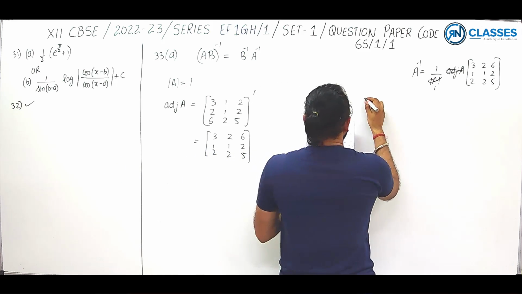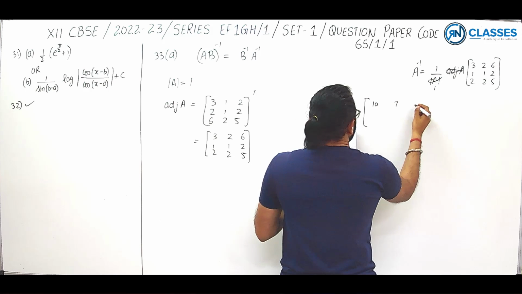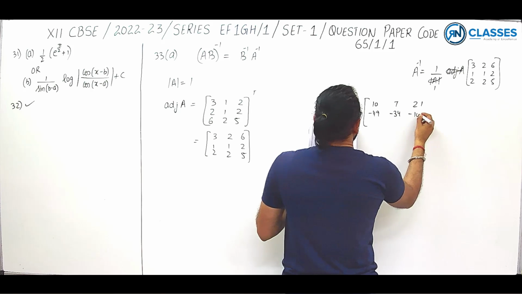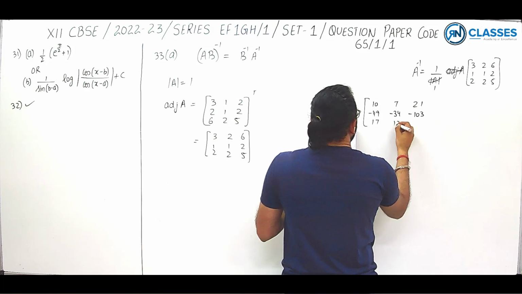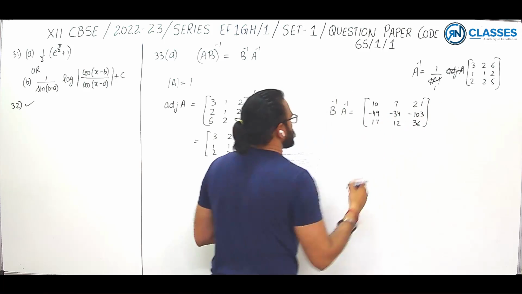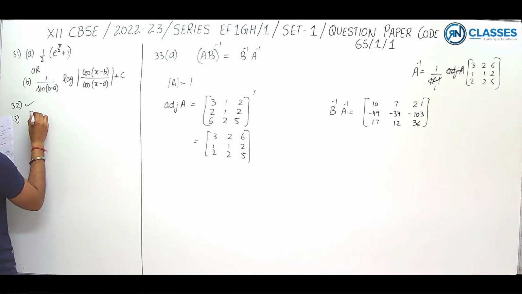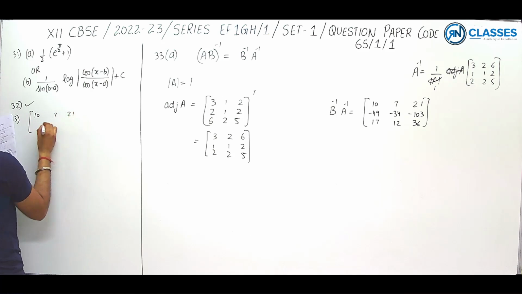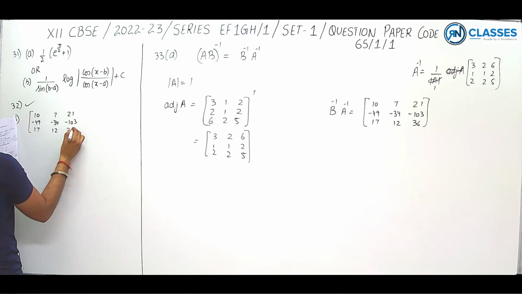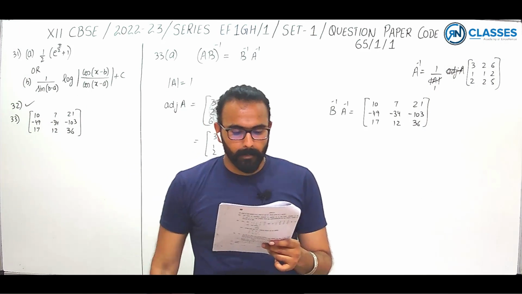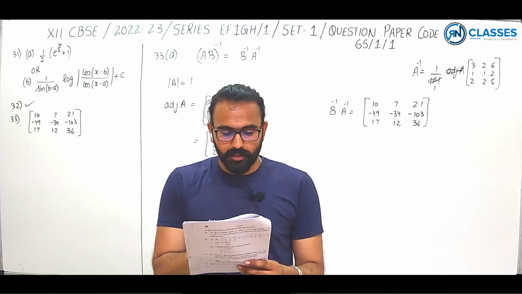Finally the answer turns out to be 10 7 21 minus 49 minus 34 minus 103 17 12 and 36. So the answer to question number 33 is 10 7 21 minus 49 minus 34 minus 103 17 12 and 36. Now choice was given in this question.